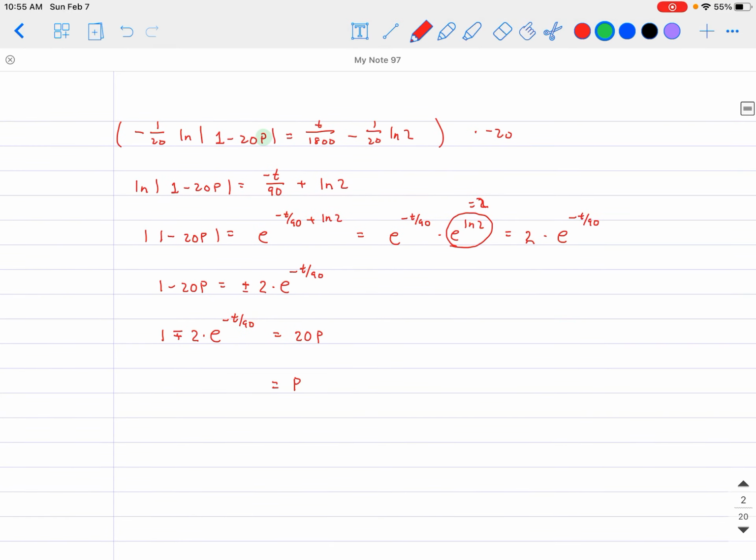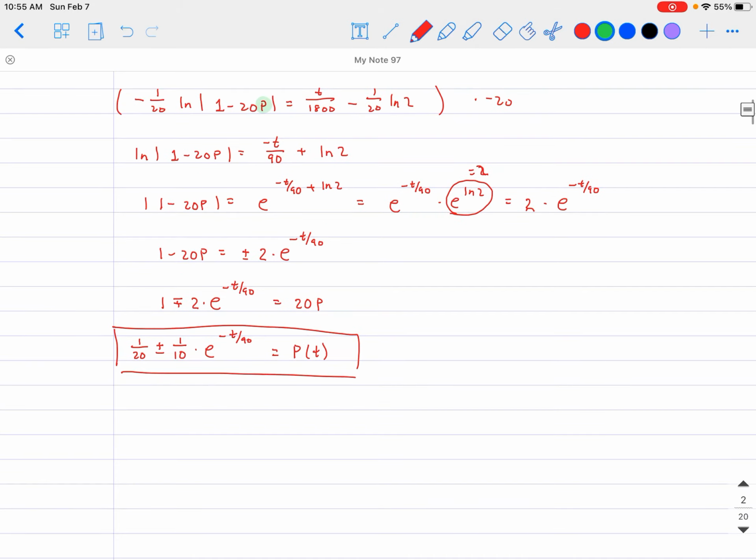So the final setup is that p, which I can write as a function of time, p of t, is equal to 1 over 20, and then I'll just write it as plus or minus 1 over 10 times e to the negative t over 90. And right there, that is going to be your equation that tells you the percentage of carbon dioxide that's going to be in the room over time.